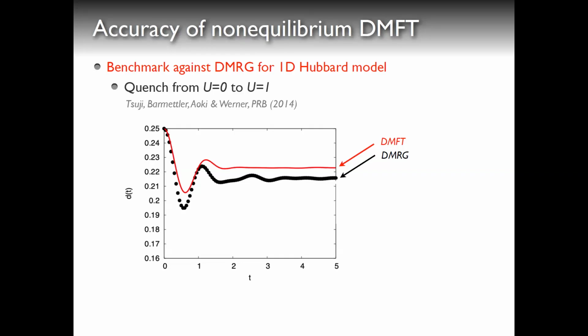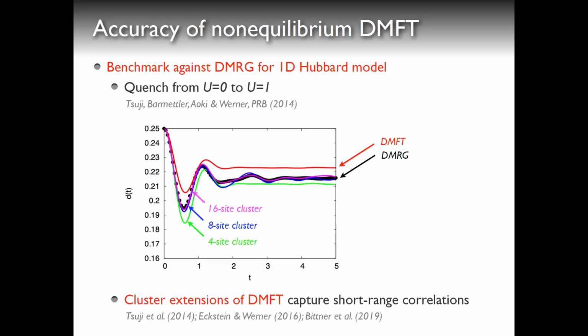And that's to be expected because the one-dimensional case is the most challenging case for DMFT, because we know that spatial correlations are very important in one dimension. But as I explained at the beginning, we can extend systematically our DMFT approach to cluster DMFT. And here you see the results for 4-site, 8-site, 16-site cluster calculations, and you can see that we can now systematically approach the exact reference data.